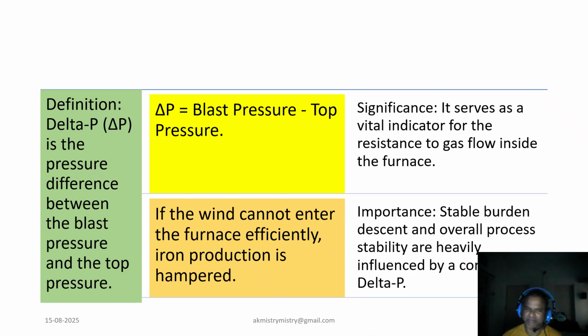Why does delta P matter? Now the question arises: what are the circumstances in which delta P struggles? So it's a vital indicator of gas flow resistance. And we know that a stable delta P means a smooth burden descent and efficient reduction, because the gas will be uniform and a symmetrical overall profile will be there. If it fluctuates, the entire process becomes unstable, impacting productivity and fuel efficiency. So overall we can say, once delta P is disturbed, then the furnace is totally disturbed.